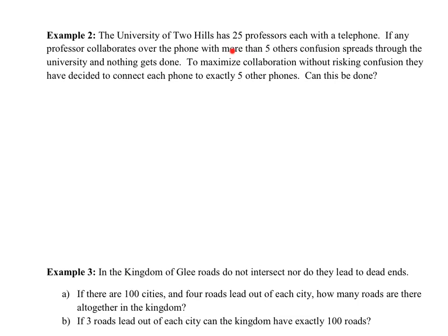But any more than that, confusion will spread. So to maximize the collaboration without risking the confusion, we're going to connect everyone's phone to exactly 5 others. So our question is, can this be done? So how can we use our graph theory to help us out here? What we need to assign is something to represent vertices and something to represent edges.